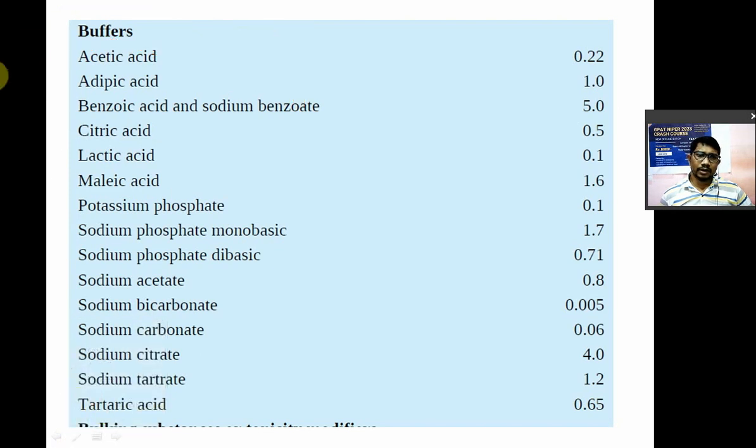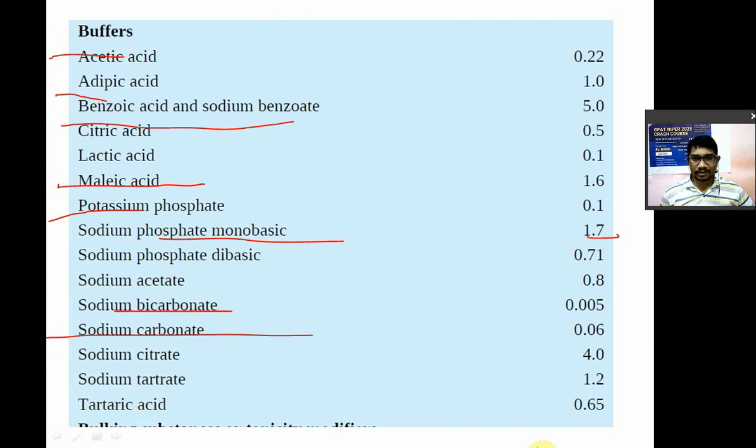See how many buffers there are here. Acetic acid, adipic acid, concentration of acetic acid 0.22, adipic acid 0.1, benzoic acid and sodium benzoate 5%, citric acid, lactic acid, malic acid. Sodium phosphate buffer is also used. Sodium phosphate monobasic buffer in 1.7% weight by weight, sodium phosphate dibasic, sodium acetate, sodium carbonate, sodium bicarbonate, sodium citrate, tartrate and tartaric acid. These are used as buffers.